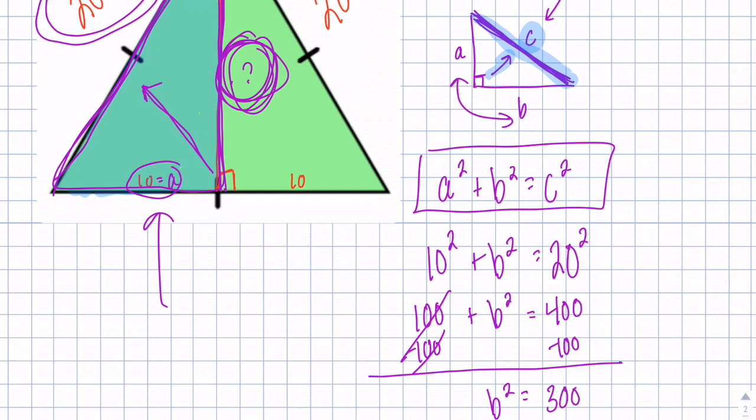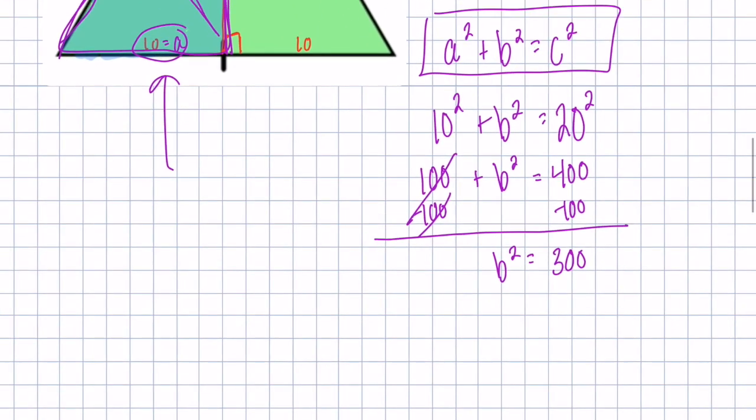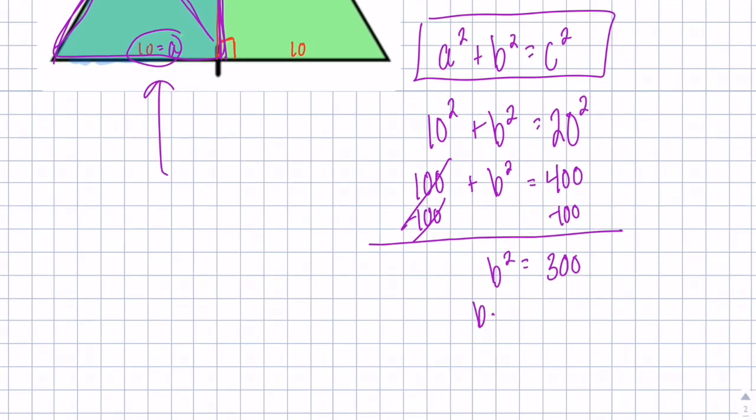Now how do I undo this little exponent of 2? Okay, let's think about what's happening here. What we're really saying is b times b is 300. Okay, you're not going to divide by 2. That's not going to get rid of an exponent of 2. b multiplied by itself is 300. So what number times itself gives you 300?